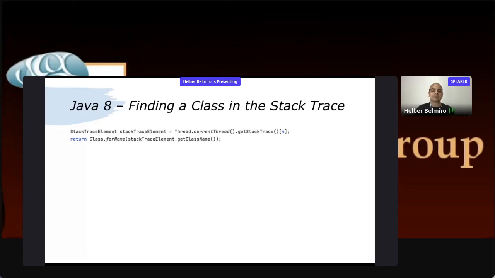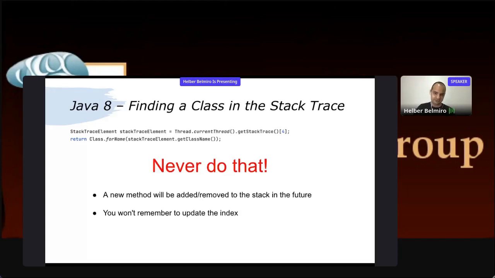I used to do that when I started working on this framework, and I still see people doing that, and I tell you to never do that, because a new method will be added or removed to the stack in the future, and you won't remember to update this index. And probably you won't notice that this is happening, and when you notice it will be too late. So it's not a good idea to use a fixed index here.